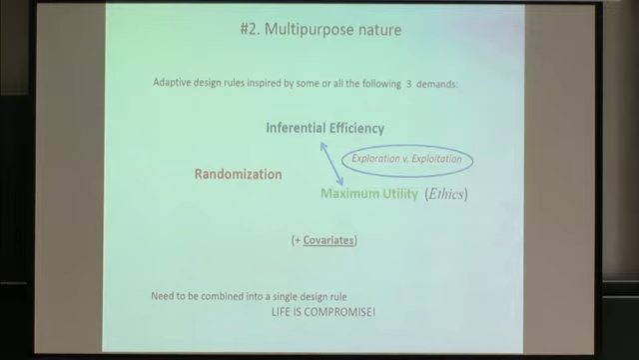Incidentally, other scientists are now also worried about this efficiency versus gain or utility. Engineers call it exploration versus exploitation. But they don't worry about randomization. Not to talk about covariates, or rather, we do want to talk about covariates. So now we have four things to worry about, and we need a compromise.